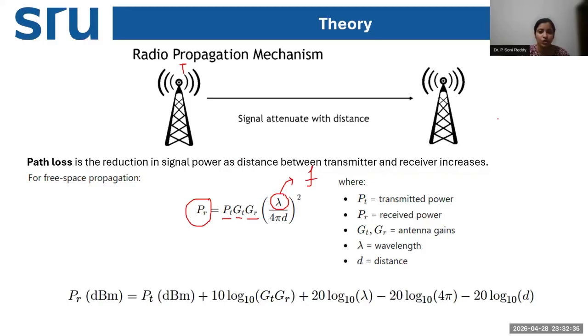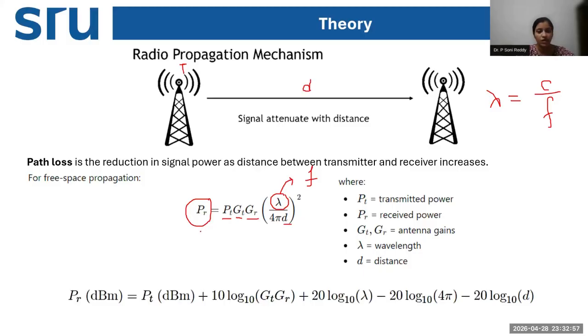Now, what is the relationship between wavelength and frequency? Wavelength is nothing but the speed of light divided by frequency. Okay. So this is a very plain, simple formula again. Now this is divided by 4 pi d. Now what is this d? D is nothing but the distance between the transmitter and the receiver.